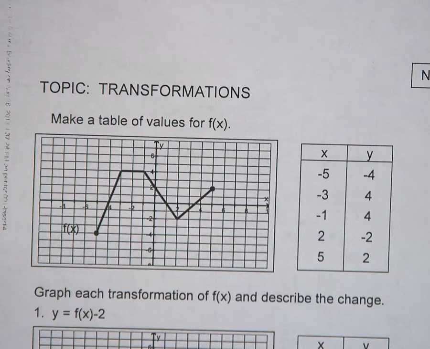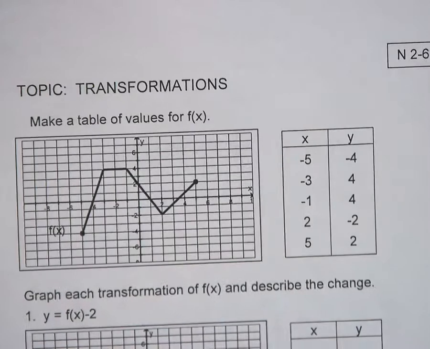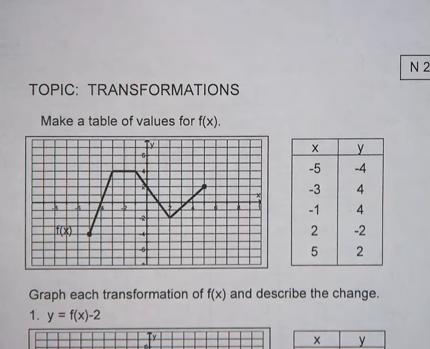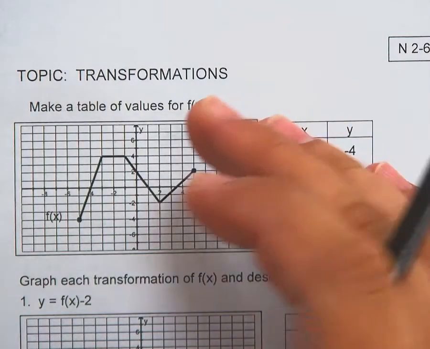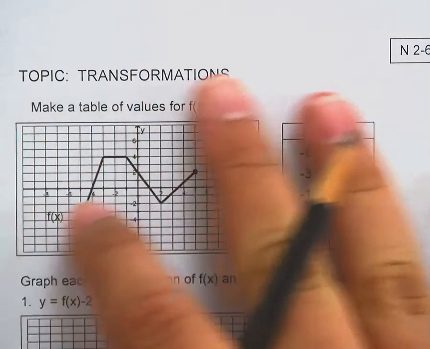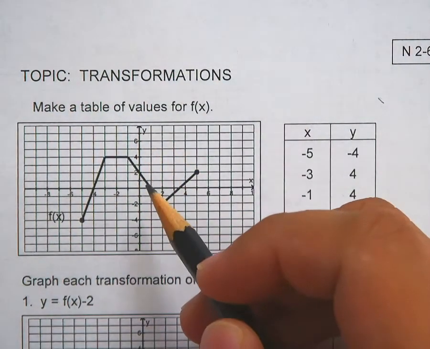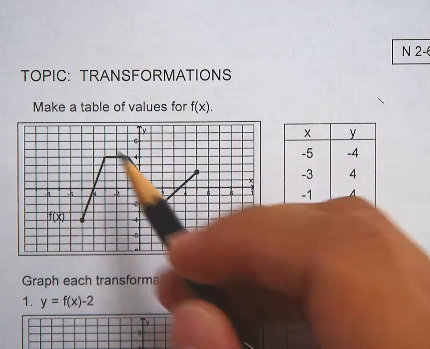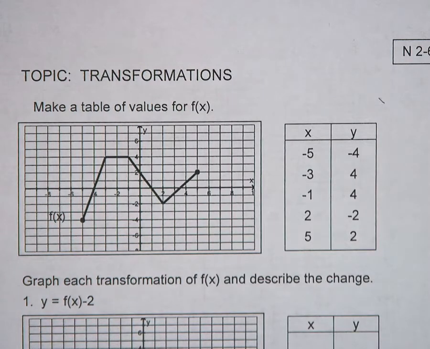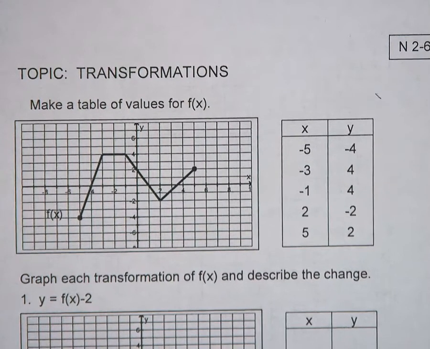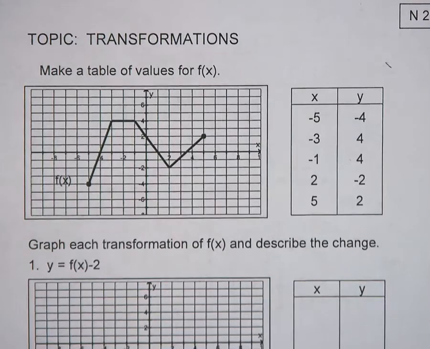We're going to get into some transformations today. Topic transformations. Very simple to do. Transformations just mean that you're moving things left, you're moving things right, you're flipping things upside down. What you're really doing is you're taking specific points of a graph, like these points we've listed here, and you're moving them. That's basically what a transformation is. So we're going to go over a couple of different transformations here.